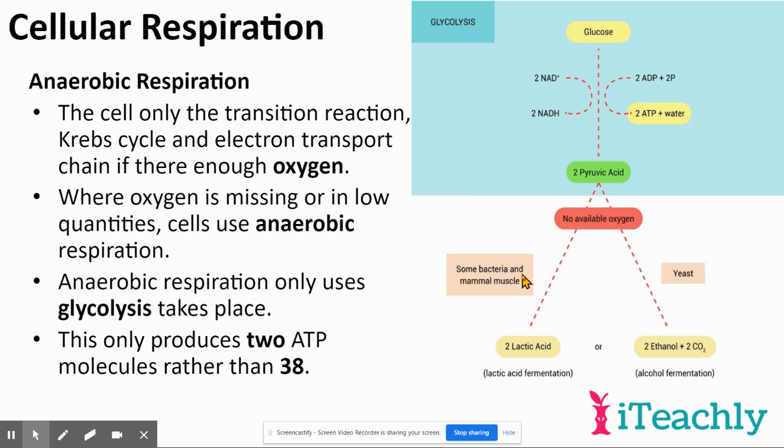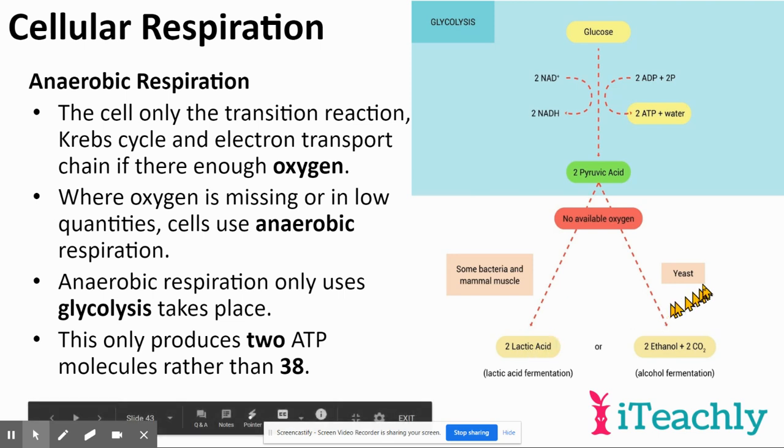All right, so if there's no oxygen available, basically some bacteria and mammal muscles will make lactic acid, and yeast will actually make ethanol, right? So this is alcohol fermentation. This is how you make wine and beer and bread and things like that. So this is actually a very useful reaction.